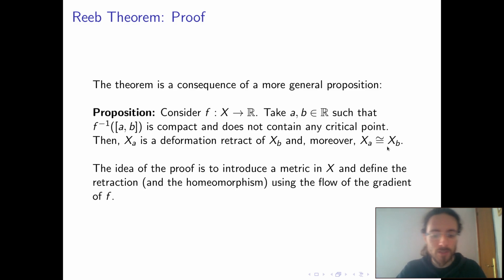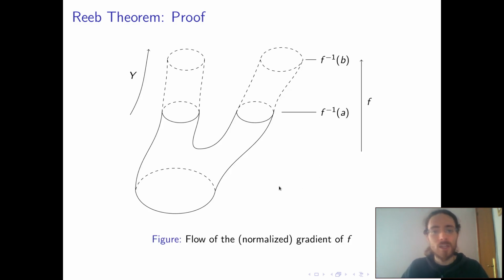Before jumping to the proof, I will show you this figure. This is my choice of manifold. This is this kind of cylinder which splits in two, and here we have the function f. We choose a at this height, and we choose b at this height. So XA is this part of the manifold which is below a, and XB correspondingly is this subset.